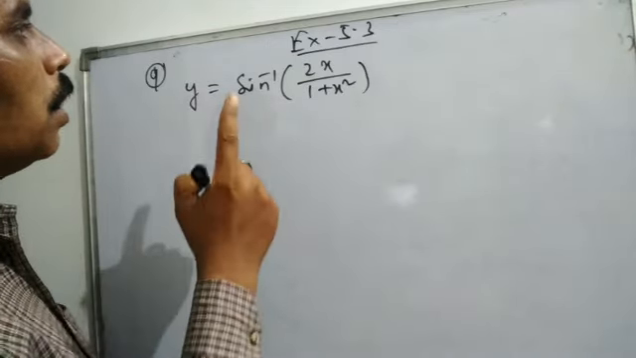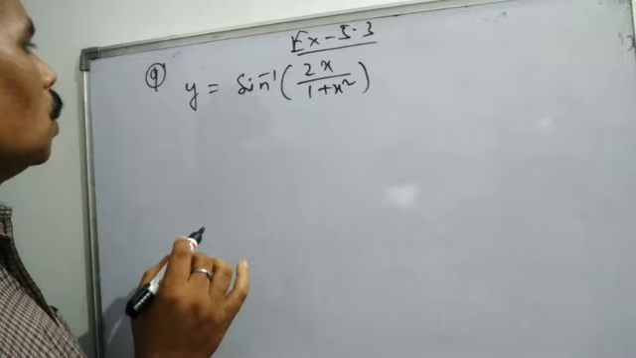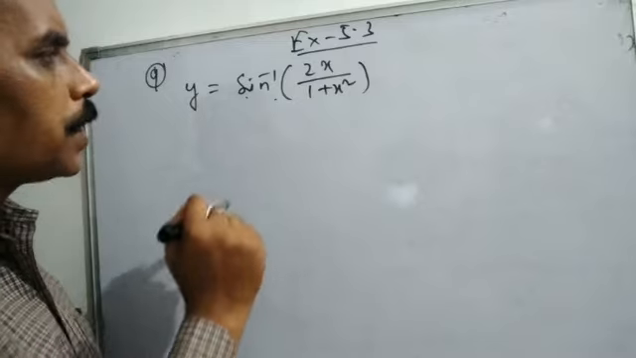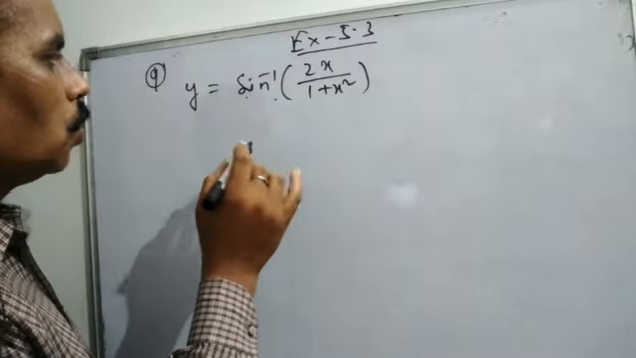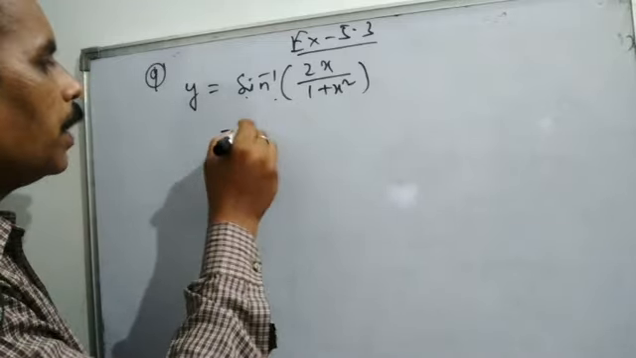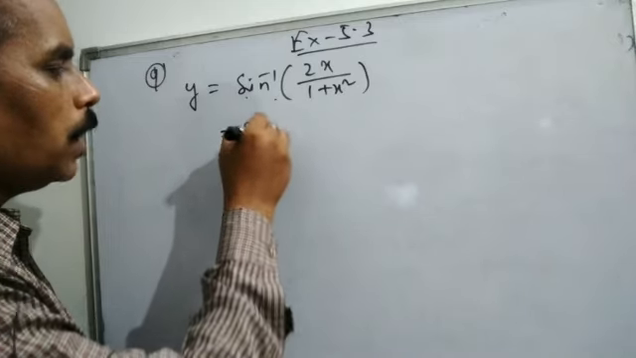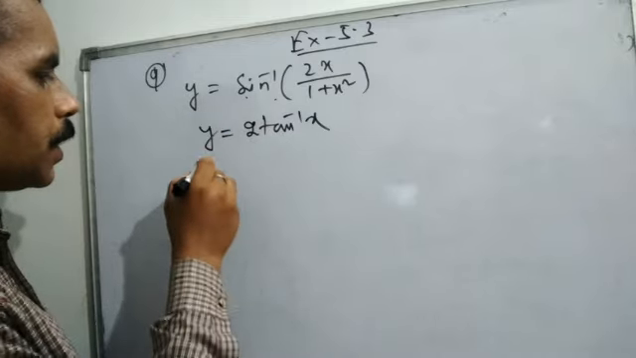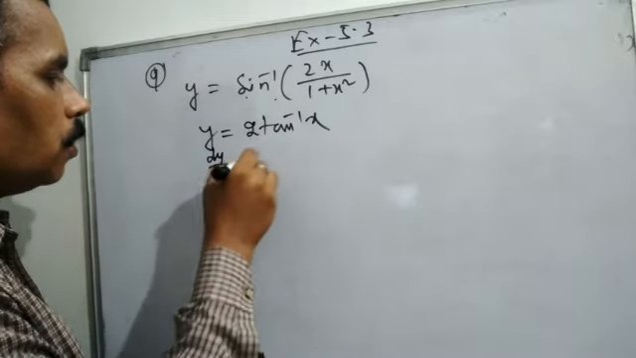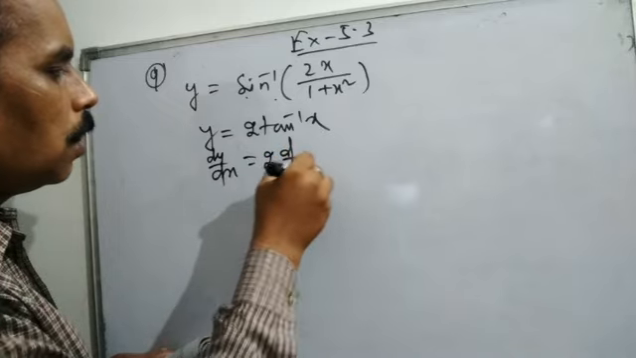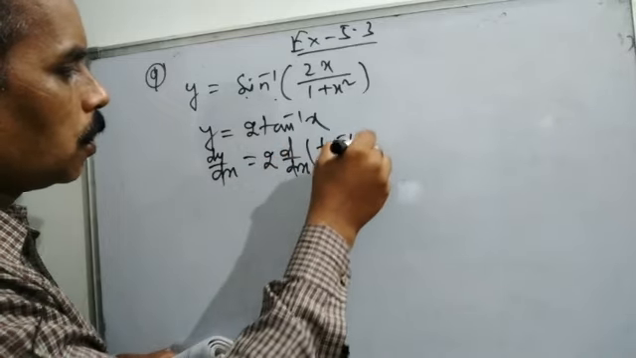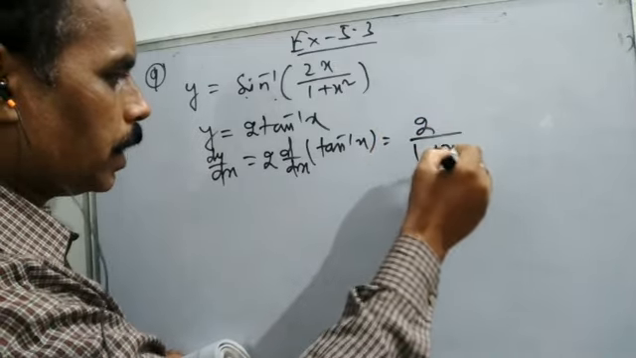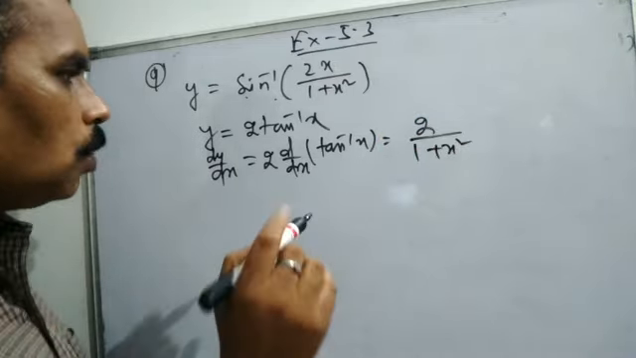So I will go to exercise 5.3, question number 9. y is equal to sin inverse 2x by 1 plus x square. Recall the formula from inverse trigonometry: this value will be 2 tan inverse x. So y is equal to 2 tan inverse x, so dy by dx is equal to 2 times the derivative of tan inverse x. We know the formula: 1 by 1 plus x square. The answer will be 2 by 1 plus x square.